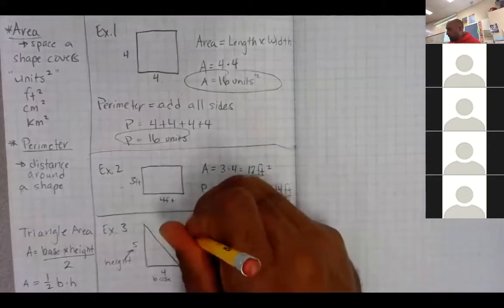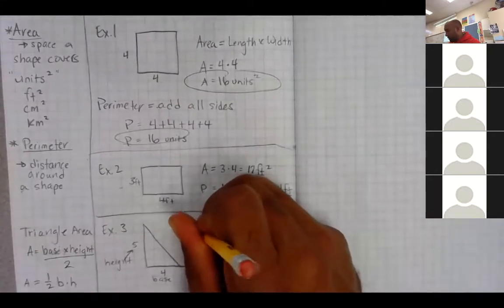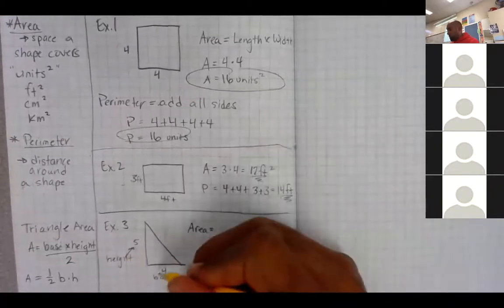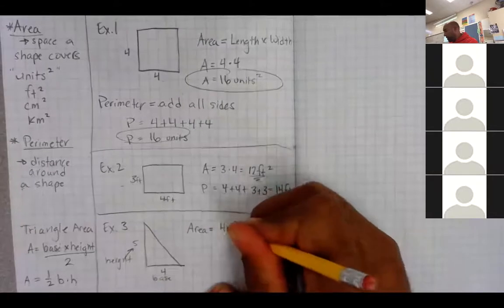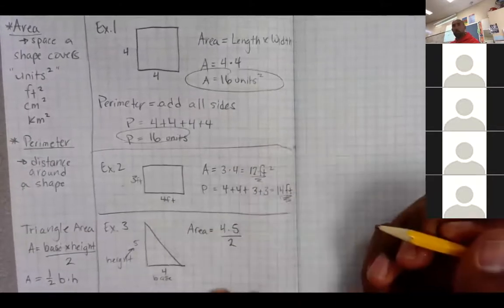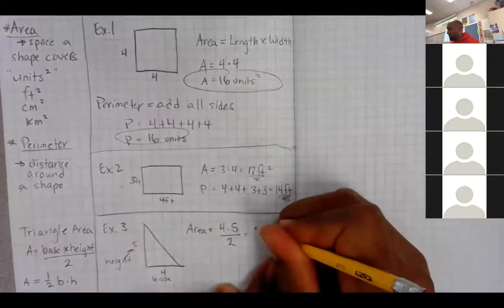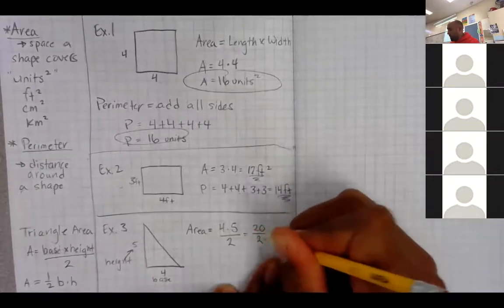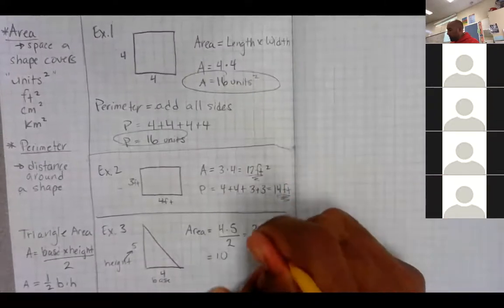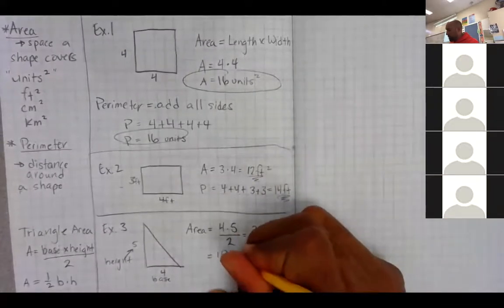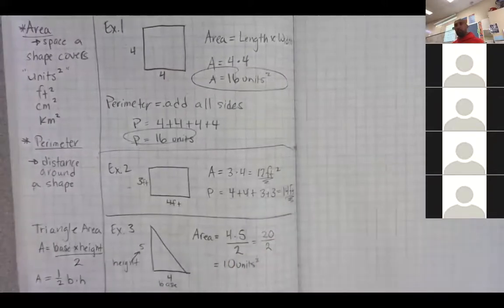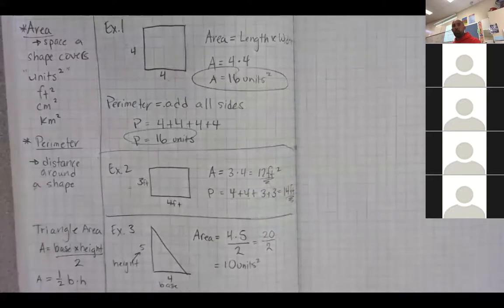So to find the area, I'm going to do 4 times 5, and then divide by 2. So then that's 20. I divide by 2, that's going to equal 10. And I didn't write units, so I just put units squared. Or in IXL, it's going to say square units, which is the same thing.